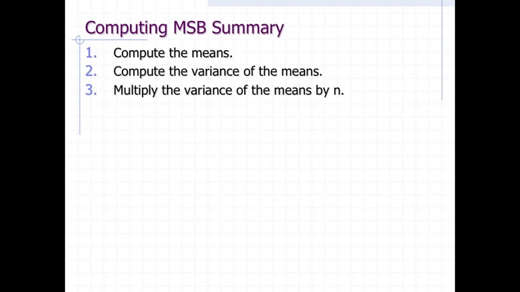Here we sum up the steps for computing the MSB with equal sample sizes per condition. First, we compute the mean of each condition, then we compute the variance of these means. Finally, we multiply the variance of the means by n.